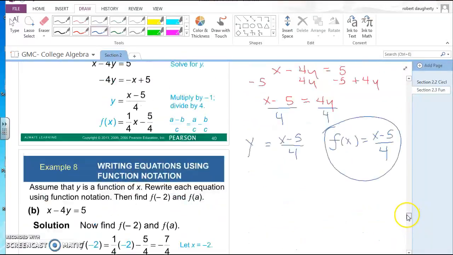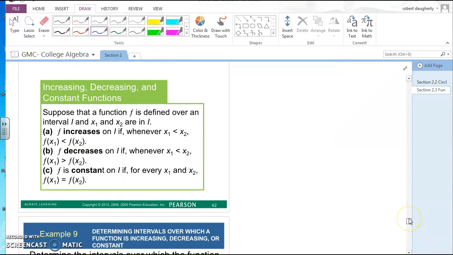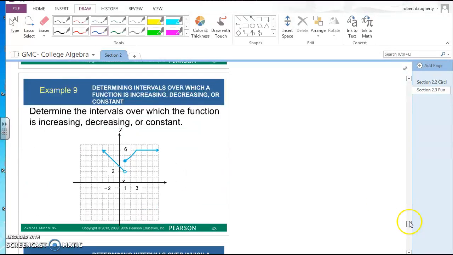So you should have seen this before. We're just trying to make sure you're comfortable with this notation, because we'll be using it quite a bit as we go further. I'm going to skip the definition of that and just go straight into what it means for a function to be increasing or decreasing. So this is another property of looking at a graph.